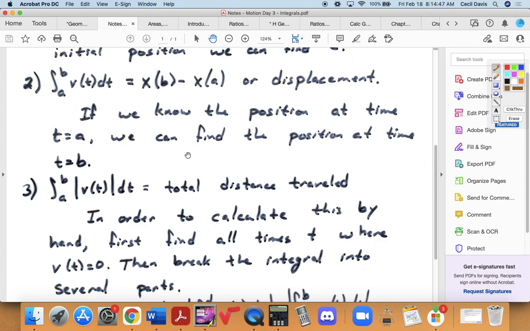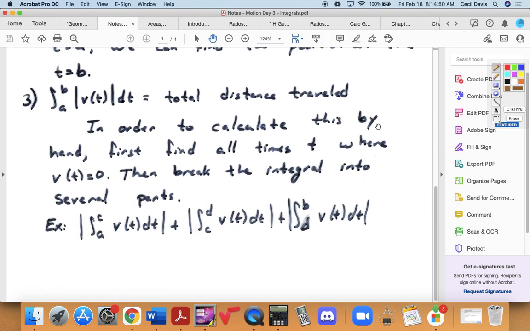Okay? All right. And then last but not least, quick review. If we take the integral from a to b of the absolute value of v of t dt, that gives you the total distance traveled. Right? The displacement is final position minus initial position, but it may have changed directions sometimes more than once. So if you're doing this by hand, and sometimes you will have to be able to do this by hand, first find all the times where the velocity is equal to 0. Then break the integral into several parts.